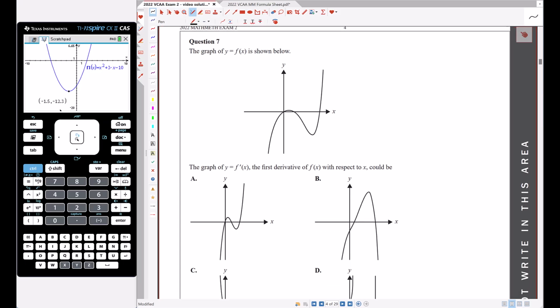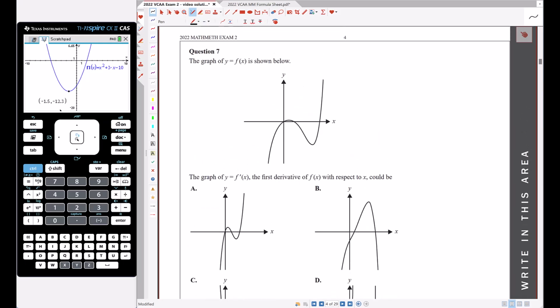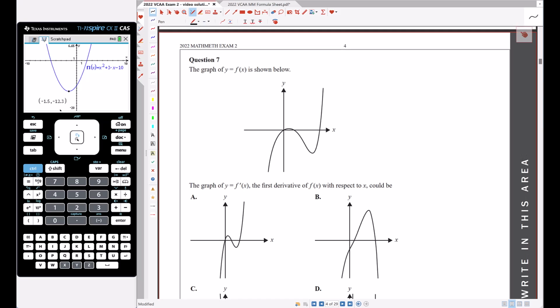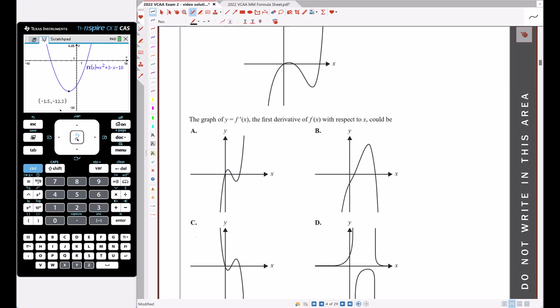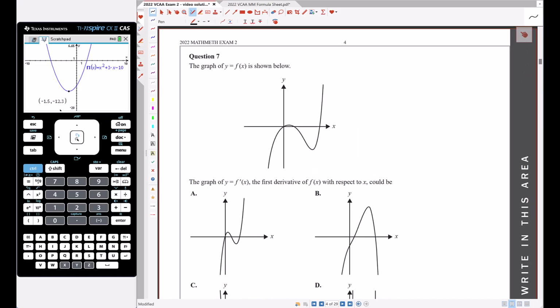Question 7. The graph of y equals f of x is shown below. The graph of f dash of x, the first derivative of f, could be. Okay, so it looks like f might be a cubic. It's a slightly strange shape, but it doesn't really matter. Its derivative is possibly going to be a parabola, but it might not be. In fact, none of these are parabolas, so I suspect the original is not actually a cubic. But the key things are to look for things we know about the derivative.